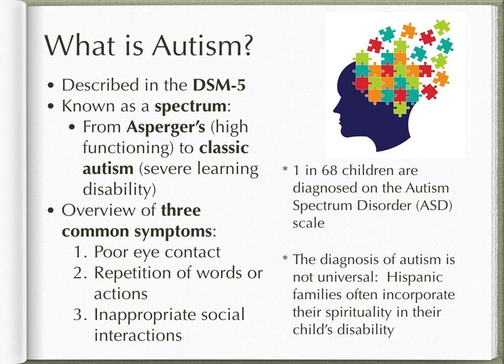1 in 68 children are diagnosed on the Autism Spectrum Disorder scale, which ranges from Asperger's, which is the high functioning autism, to classic autism, which is a severe learning disability. Autism is described in the DSM-5, which is a manual of mental disabilities.